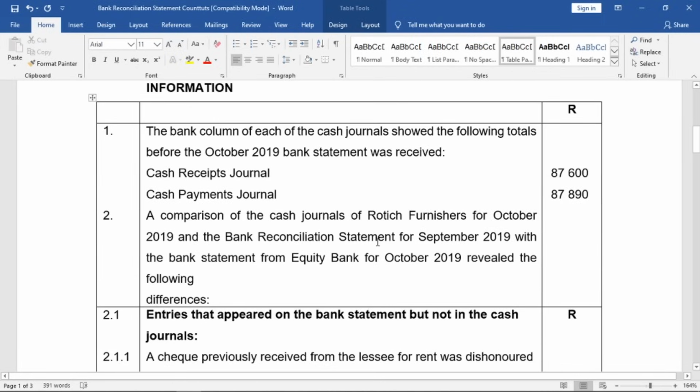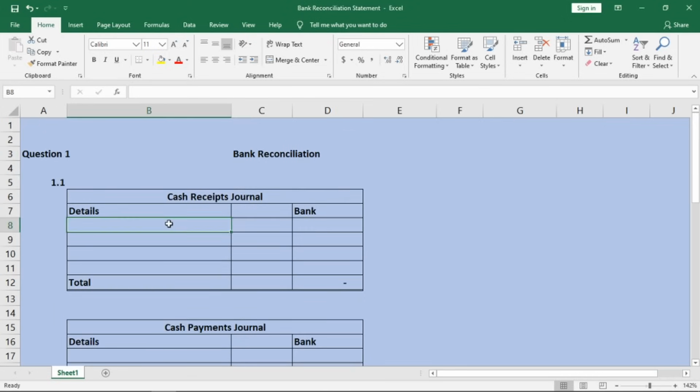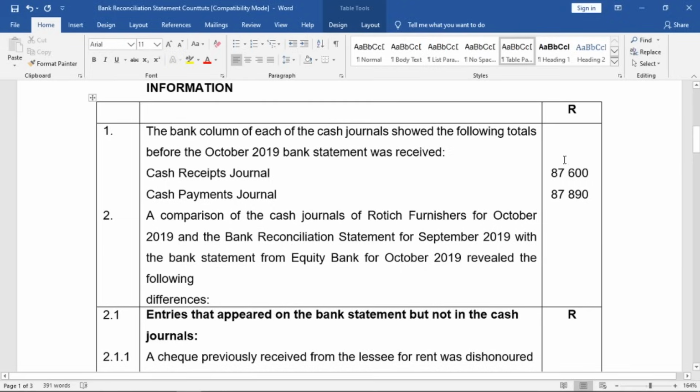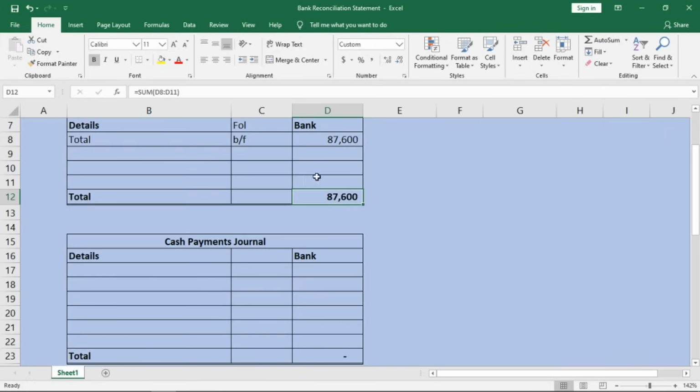The first thing that you do is that you go to your cash payments journal and cash receipts journal and plug in this amount. So for cash receipts journal, we have 87,600. So we go to our cash receipts journal and we put their total. And obviously that's the amount which is brought forward, and obviously this column would be for folio. And then we put in the amount. How much was it? It was 87,600. So we put in the 87,600. And then, as you can see, the total here is going to be the sum of all of them that I'll put down. As you can see, I've already put the formula there.